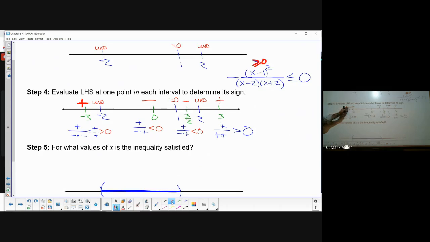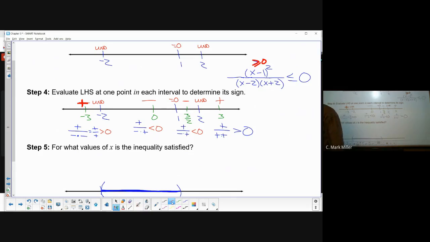From -2 to -infinity. You pick a point in each interval. You pick 0, 3/2, 3. We went through it last time, and you determine the sign. You got to look for the sign. Determine the sign. Now, in this interval, you plugged in 0. It turns out to be negative. In the next interval, it turns out to be negative.